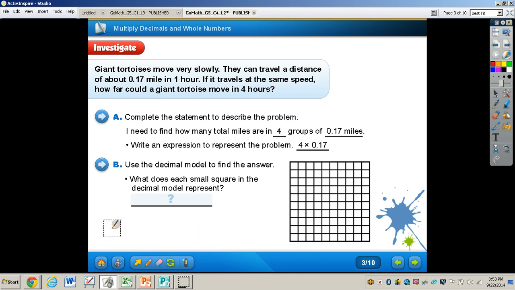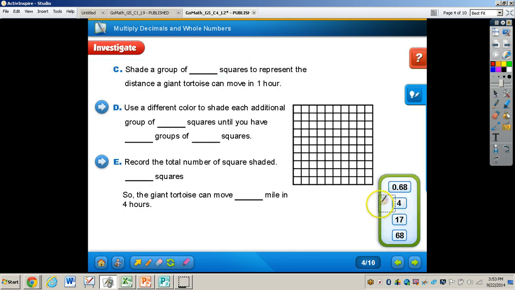Okay, now letter B. It says use the decimal model to find the answer. Now, what does each small square in the decimal model represent? It's important to know that it represents 1/100th or 0.01. Now, what we need to do, letter C, it says shade a group of 17 squares to represent the distance a giant tortoise can move in 1 hour. Why 17? Each of these represents 1/100th, so 17 would represent 17/100ths. So that's what you will need to do, and I want you to do this with me.